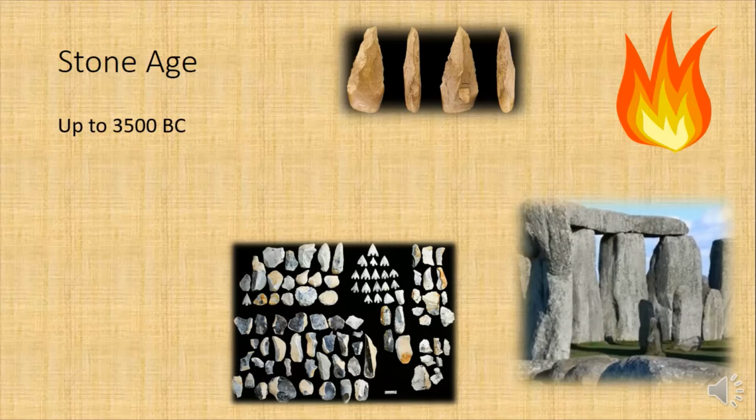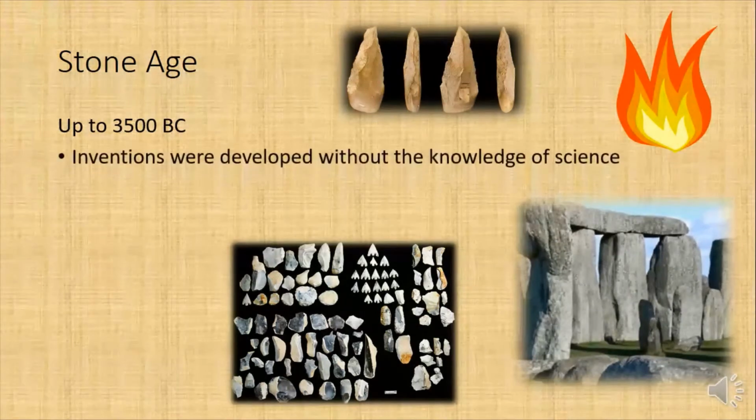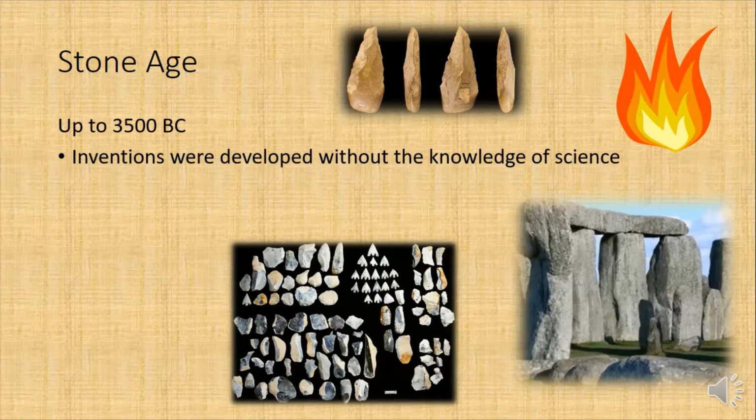So what were some of the things that were going on in the Stone Age? The first thing was that inventions were developed without necessarily the knowledge of science. We created stuff just because we needed it. It wasn't that we put a grand thought process behind what we were creating. We needed something, so we figured out something to create to solve that need.